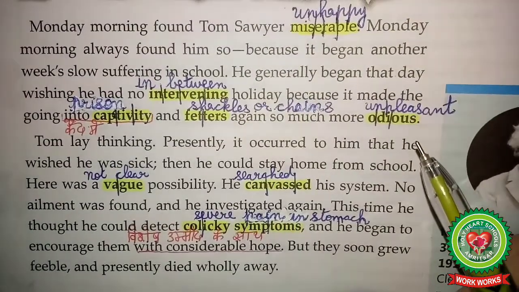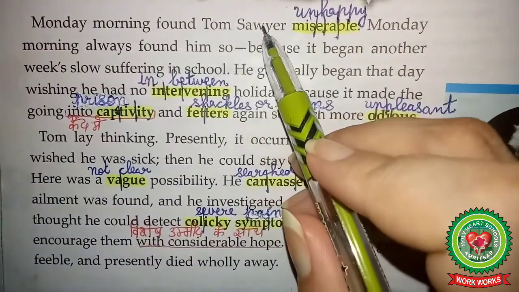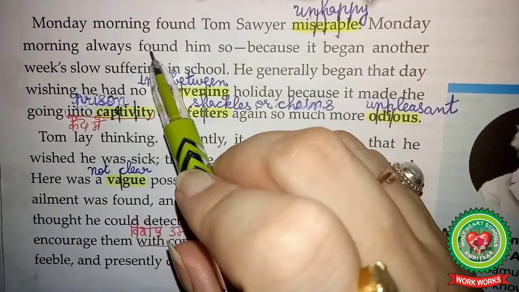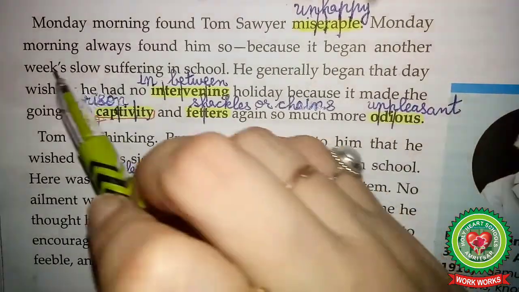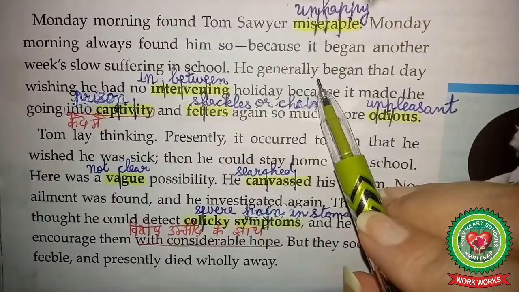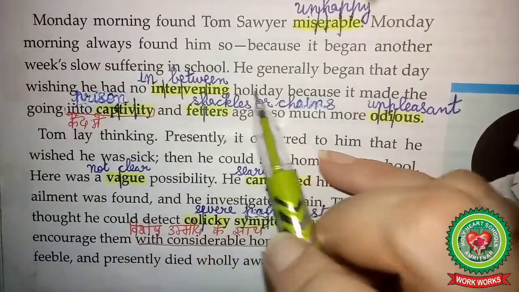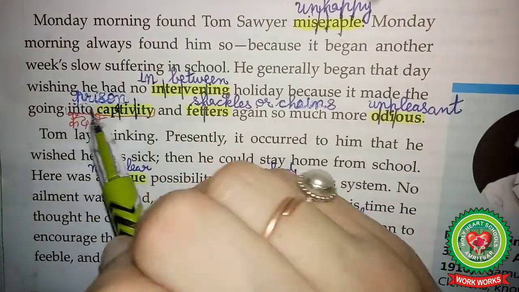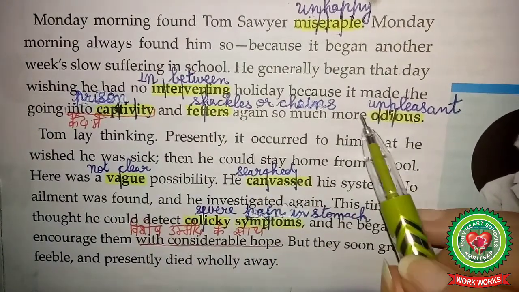Now students, let's start the reading. Monday morning found Tom Sawyer miserable. Monday morning always found him so because it began another week's slow suffering in school. He generally began that day wishing he had no intervening holiday because it made the going into captivity and fetters again so much more odious.